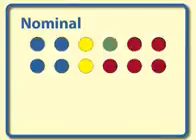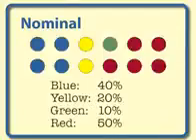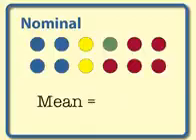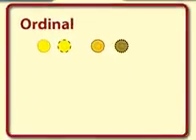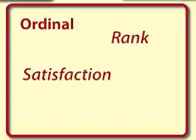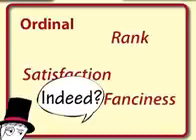To summarize nominal data, we use a frequency or percentage. You cannot calculate a mean or average value for nominal data. The next level of measurement is ordinal. Examples of ordinal variables are rank, satisfaction, and fanciness.